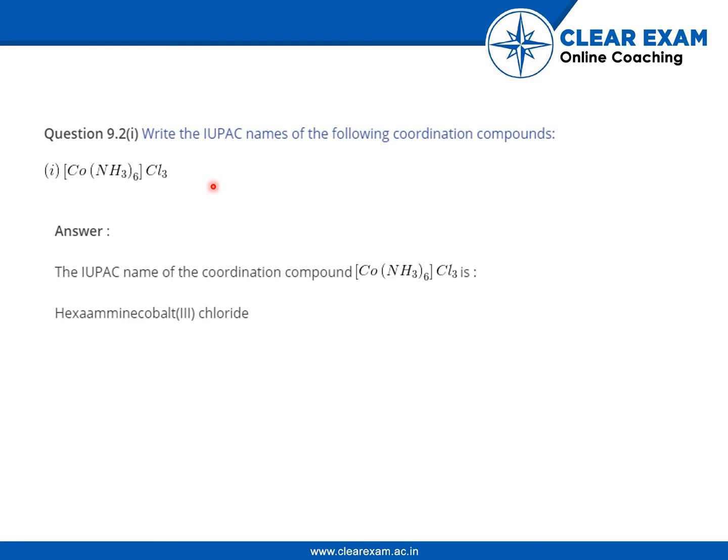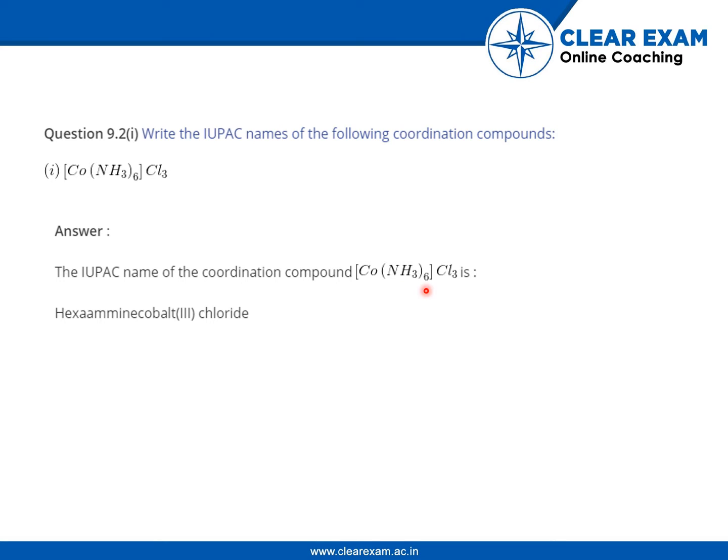So first you have to name the positive part of the coordination compound. As you can see, the Cl3 has -3 charge, so this entire thing inside the box will have +3 charge. We will have to name it first. Basically it has cobalt and NH3. In the coordination compound chapter, NH3 is named as amine.